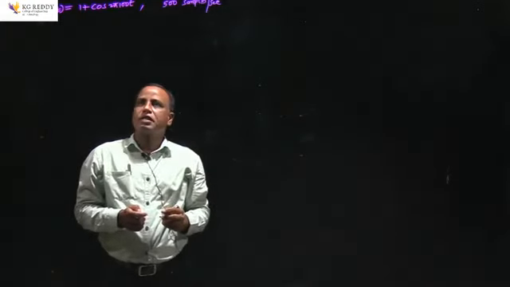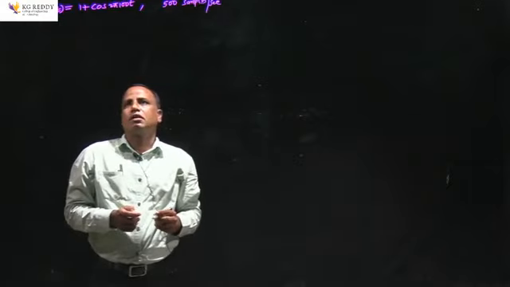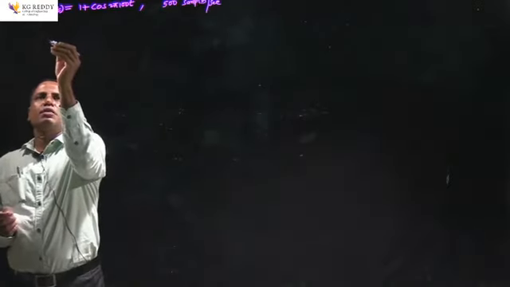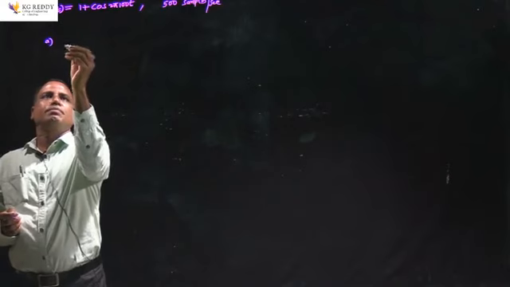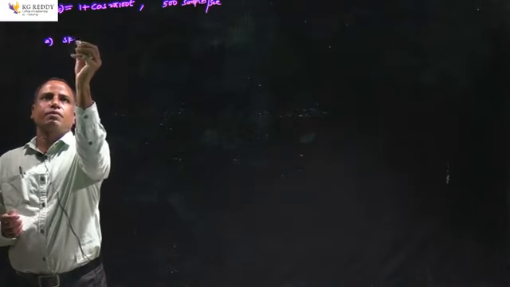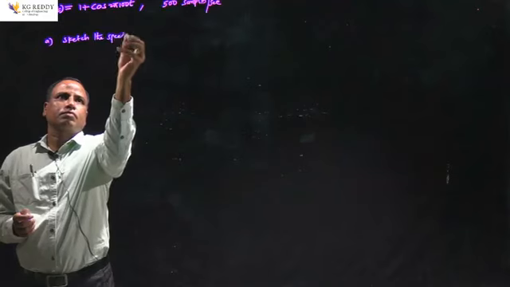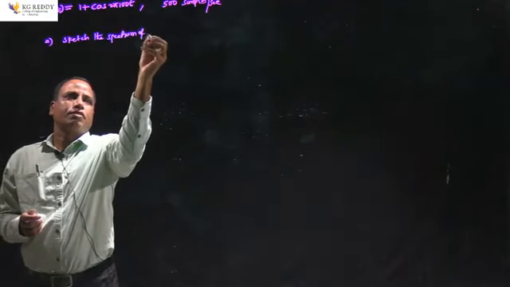Now the continuous time signal is given and the sampling rate is given, and let us try to determine the spectrum of x of t. A: sketch the spectrum of x of t.